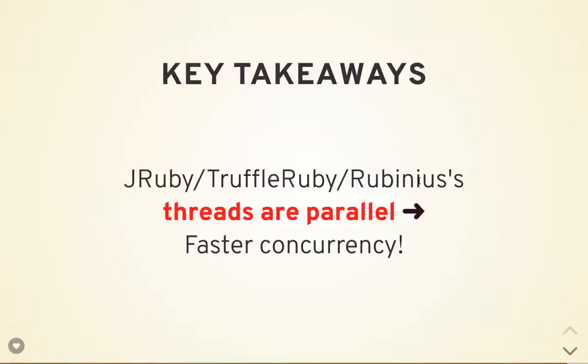So the other key takeaway is when you use any of the alternative Ruby implementations, your threads are parallel, so you get faster concurrency. Hopefully Ruby 3.0 will soon be with us, and it will also bring this to the upstream Ruby under the form of guilds, which is a new concept that is being introduced. But while it's not, this is where the fun's at. Final, have fun.